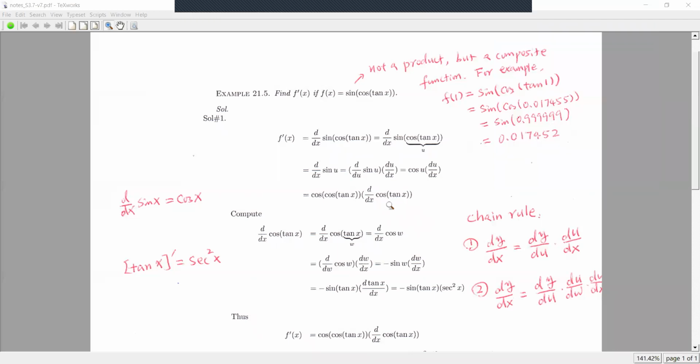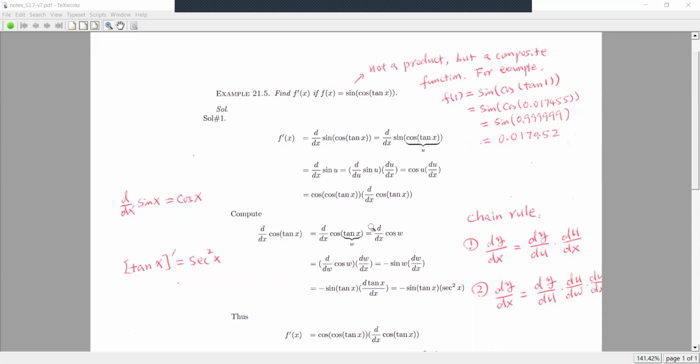The function in this derivative is not a product. It is not cosine times tangent. So we cannot use the product formula to compute this derivative. The function in this derivative is cosine of tangent, a composite function. To compute this derivative, we need the chain rule. Now, I simplify the function by denoting tangent of x by w. Then the function becomes cosine of w.